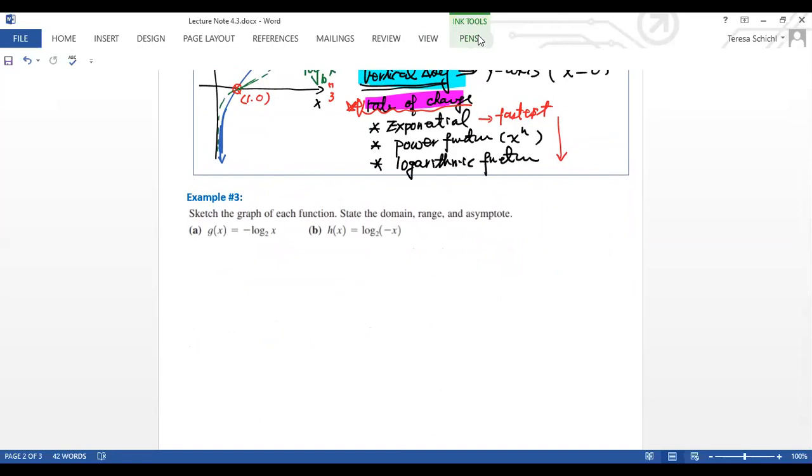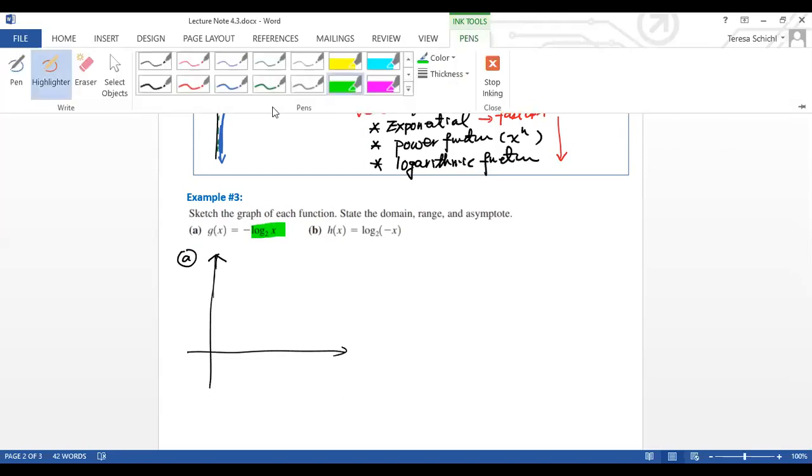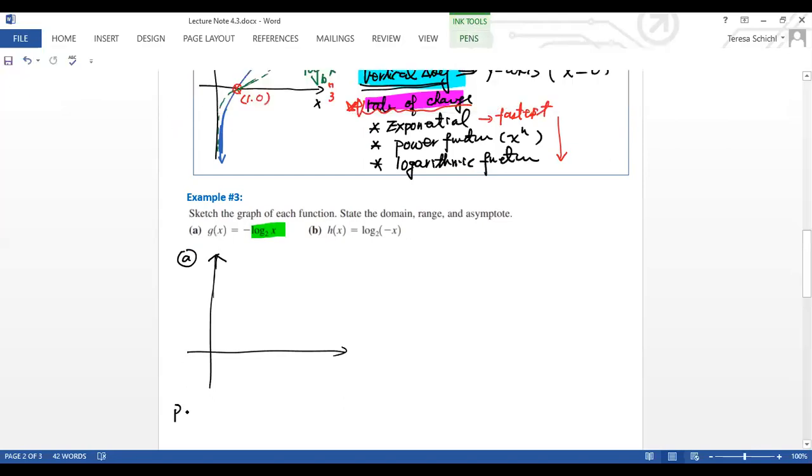So let's say, sketch the graph of each function, then state the domain, range, and asymptotes here, right? Okay, so let's take a look at part A. We always start from the parent functions, right? So here, let's take a look at the parent function. This is the parent function, which is log base 2 of x, right?